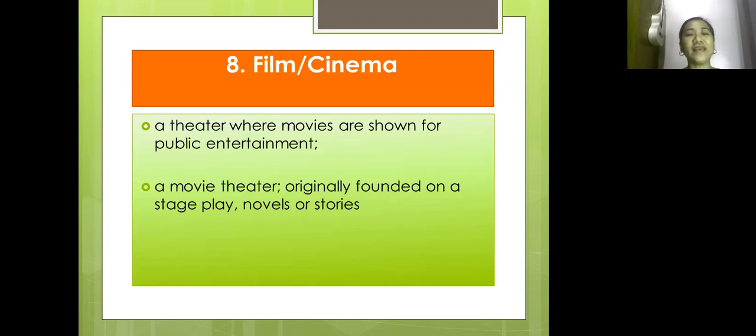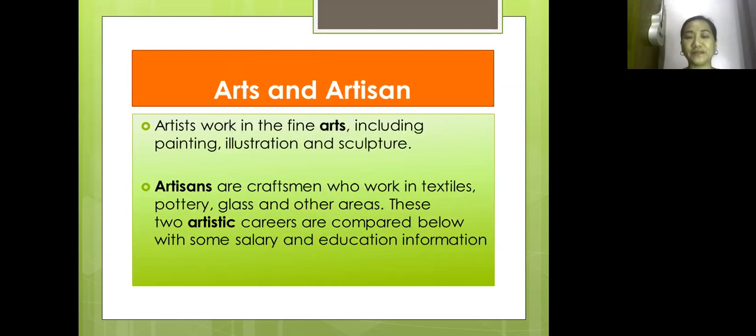Okay, we have last, the film and cinema theater, where movies are shown for public entertainment. A movie theater originally founded on a stage play, novels, or stories. So usually, all of these movies that we have are founded on writing, or they are written first. So there's the script before it turns out to be film or cinema.